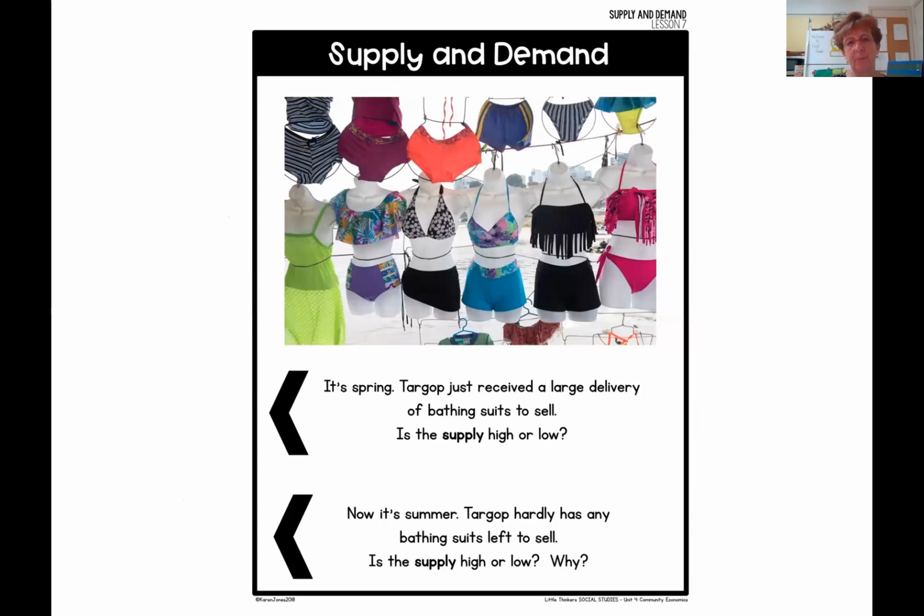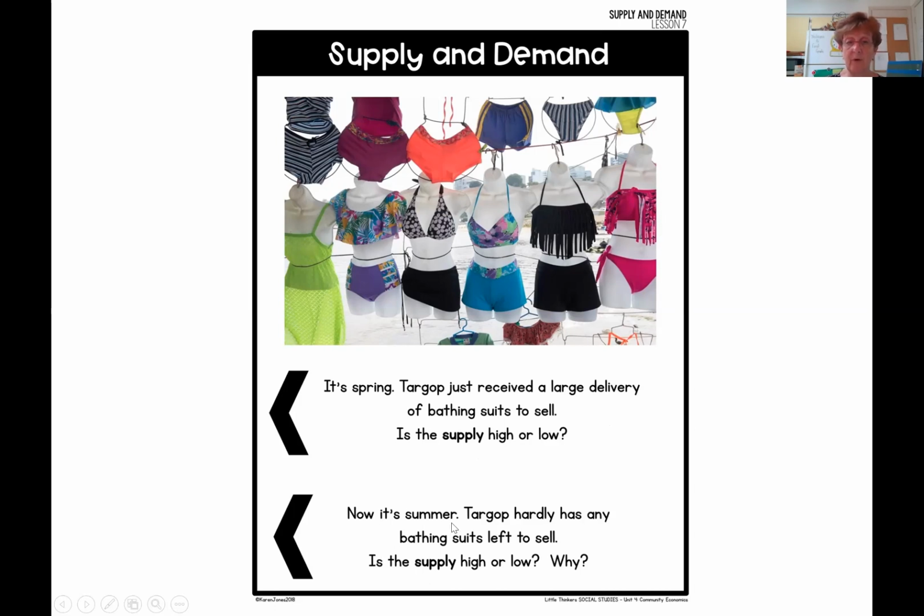All right, so we're going to look at some cards, which normally in the classroom we would do the stand and share, but we're not able to do that, so we'll do it with our PowerPoint slides instead. It's spring. Targop just received a large delivery of bathing suits to sell. Is the supply high or low? That's right, it's high because they just received a large supply of bathing suits.